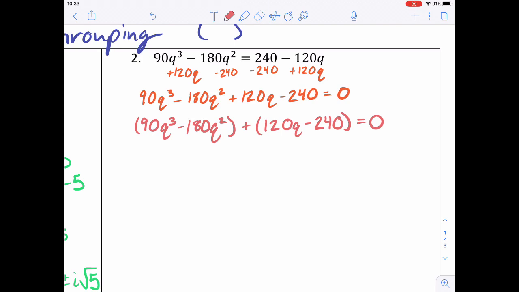So if we look at this first group that has a GCF of 90q squared, when we pull that out, we're left with q minus 2. Our second grouping has a GCF of 120, and so we factor out that, we're left with q minus 2.